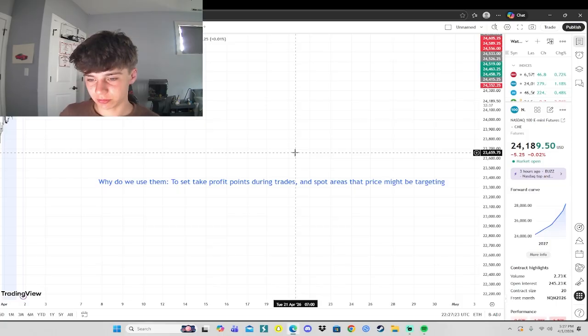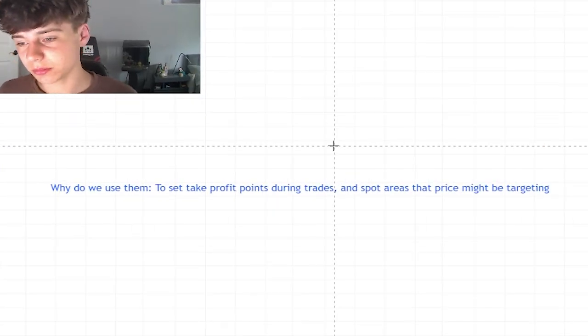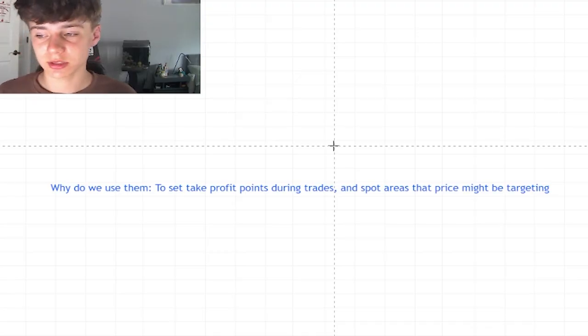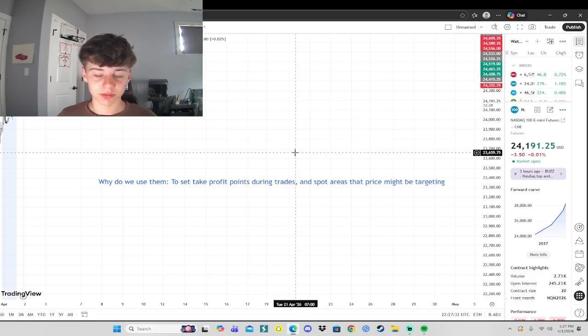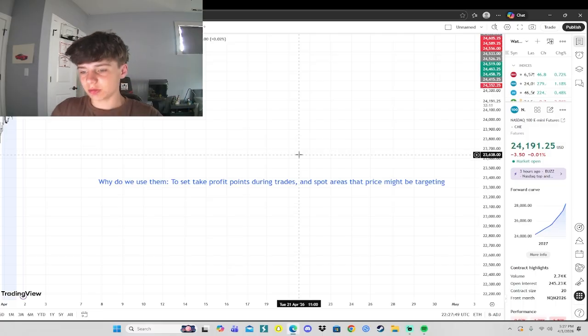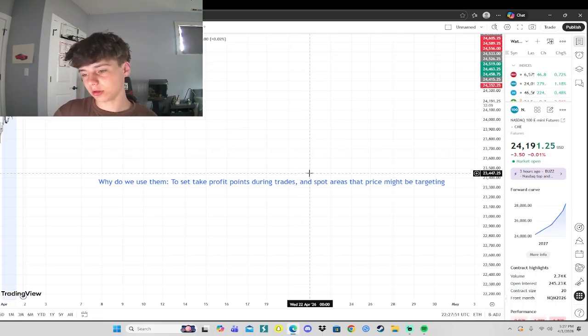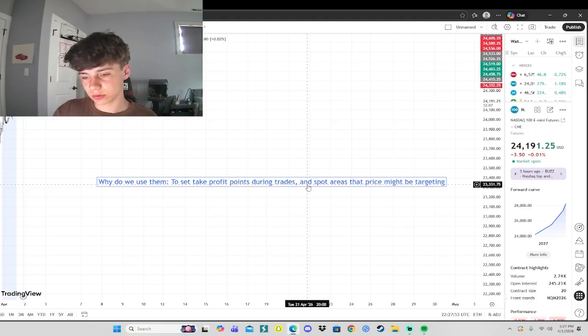So why do we use them? We use these targets and draws on liquidity to set take profit points during trades and to spot areas that price might be targeting. So for example, if you're entering a trade, you don't know where to set your take profit. Take profit is basically where you think price is going to go to, and overall the area that price is targeting, where you're setting your profit point, if that makes sense. Anyways, so now we're going to be going over all the best targets that I mostly use.